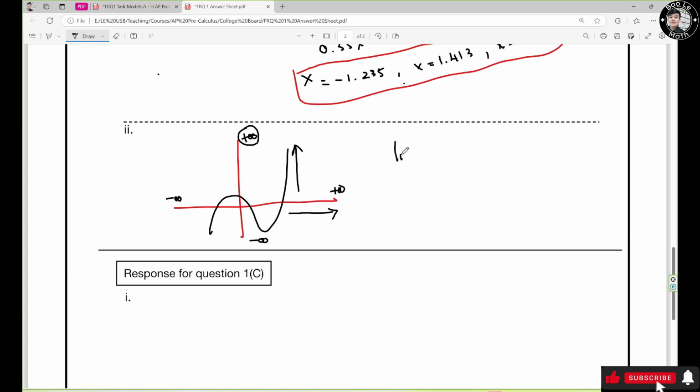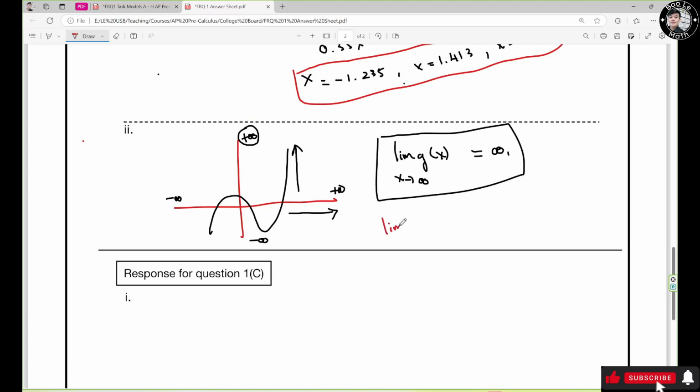So you need to write limit of the function g of s. Keep in mind this is g of s. This is not f of s. When s approaches positive infinity, the function approaches positive infinity, and that's it. Now you only answer what the question asks you to do, right? Some students do like this, limit of the function g of s when s approaches negative infinity equals negative infinity. Don't do this one because the question doesn't ask you to do this, right?